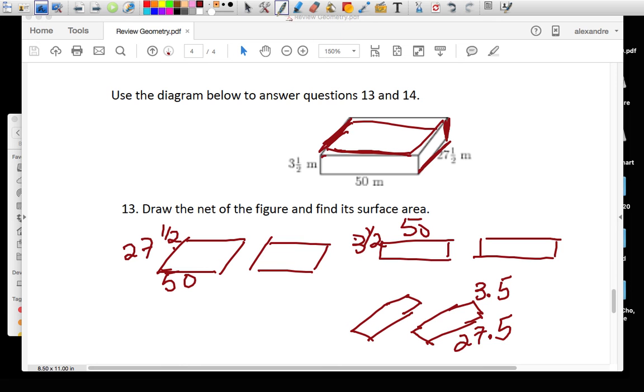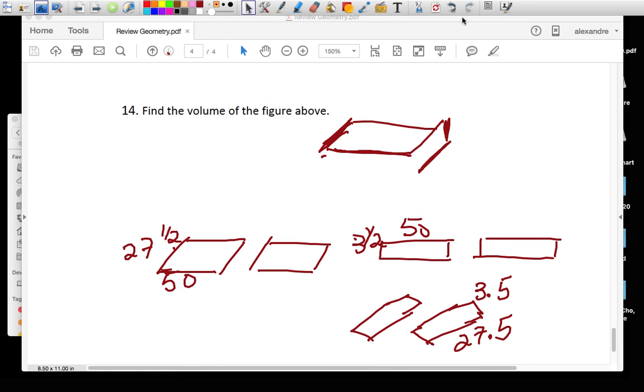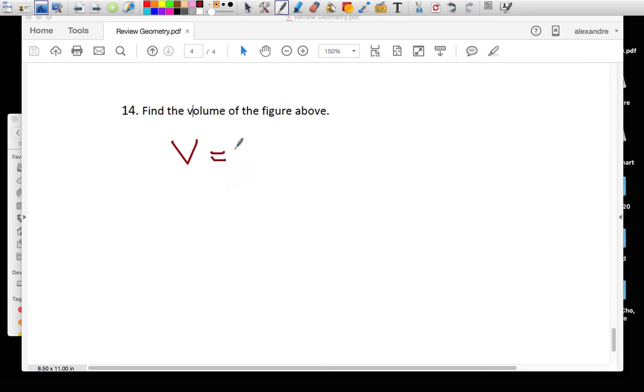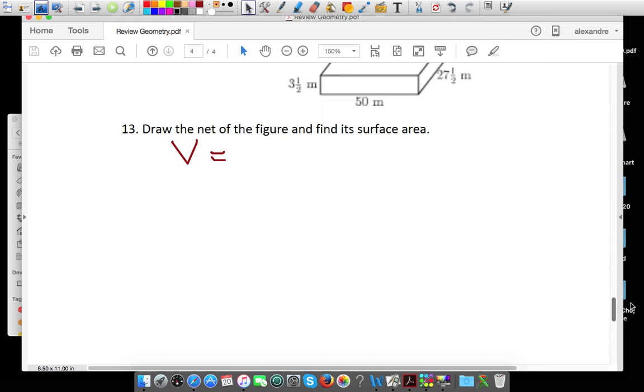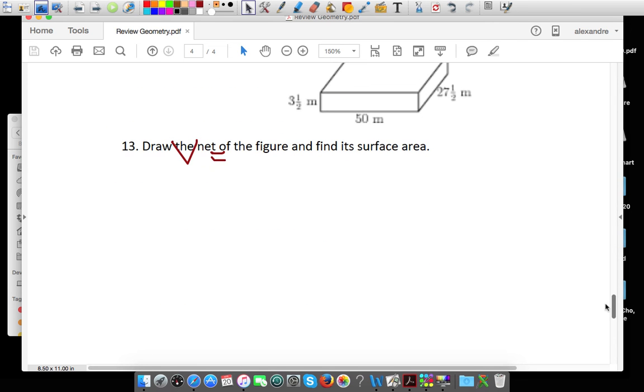Is there more at the bottom of this? Let's see. Oh, and you want the volume as well. So volume, it's easy. Length times width times height. I forgot what the numbers were, but that's simple enough. Where is it? Right here.